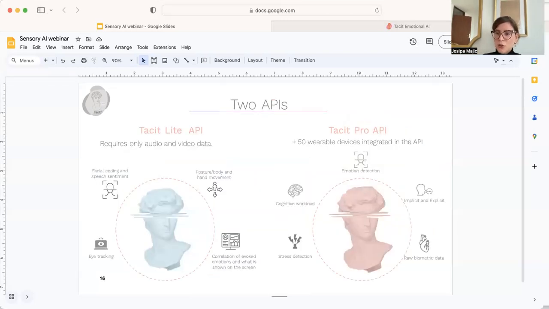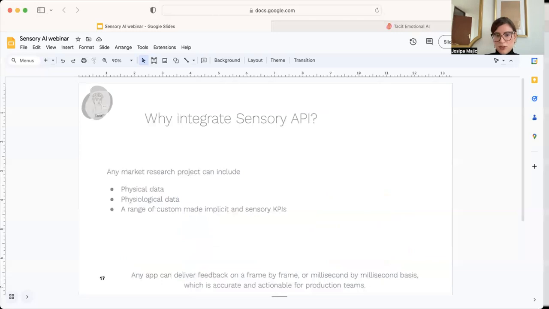So our two API features are, one, a Tacit LITE API, only audio and video, to get data such as facial coding, speech sentiment analysis, eye tracking, head and body movement, hand movement, and to correlate those reactions to what is happening on the screen, as opposed to Tacit Pro, which collects data from more than 50 different wearable devices that are integrated in our API aggregator. This can be anything from EEG data, so neuro data, cardio data, electrodermal activity, galvanic skin response, respiration rate, body temperature, blood volume pressure, anything on that spectrum.